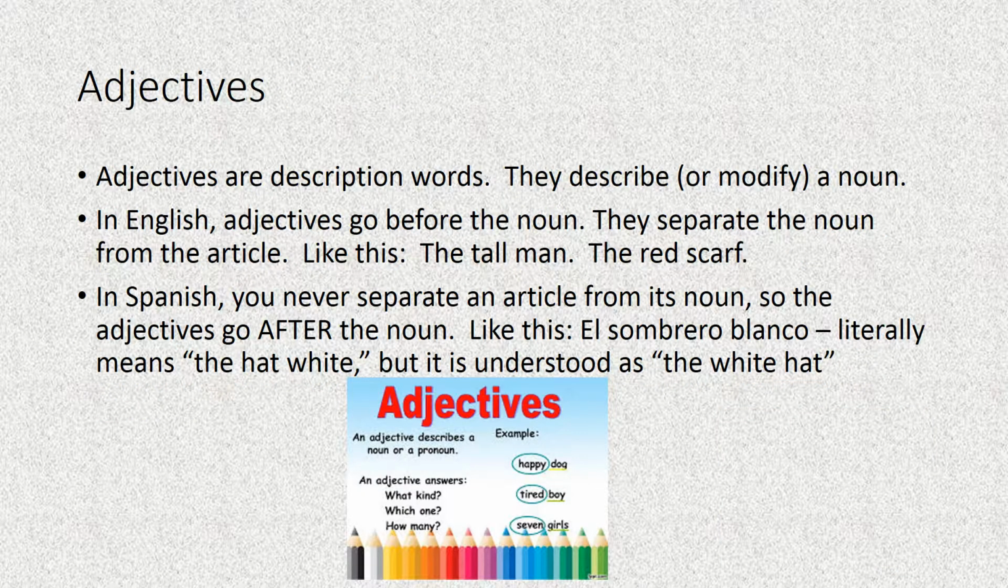Alright, now let's get into our adjectives. Adjectives, we know, are description words. They describe, they tell us more, they modify a noun. Now, in English, adjectives go before the noun. They separate the noun from the article. You would say, like, the tall man, the red scarf, the happy boy, whatever. But in Spanish, that's not the case because you can never separate an article from its noun. So that means that adjectives have to go after the noun. So we would say el sombrero blanco. That means the hat white. I know it sounds weird, but we understand that in Spanish as the white hat.